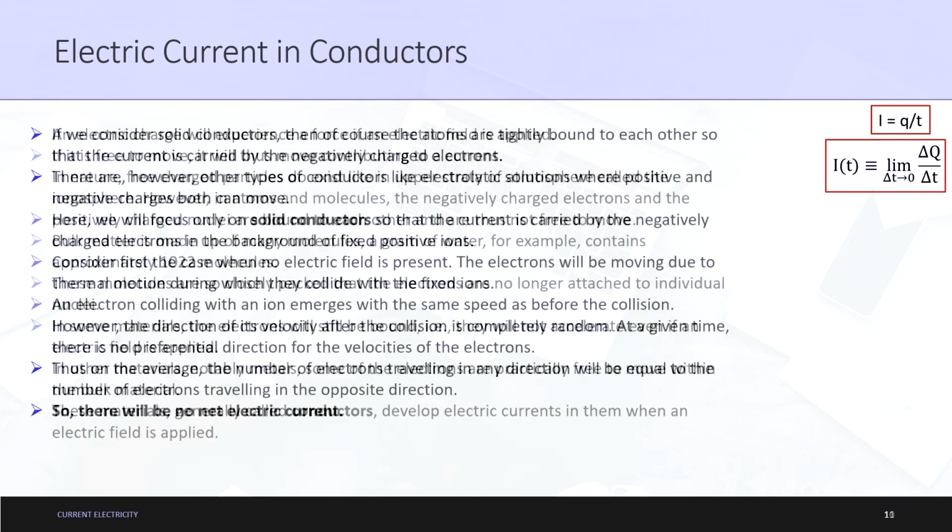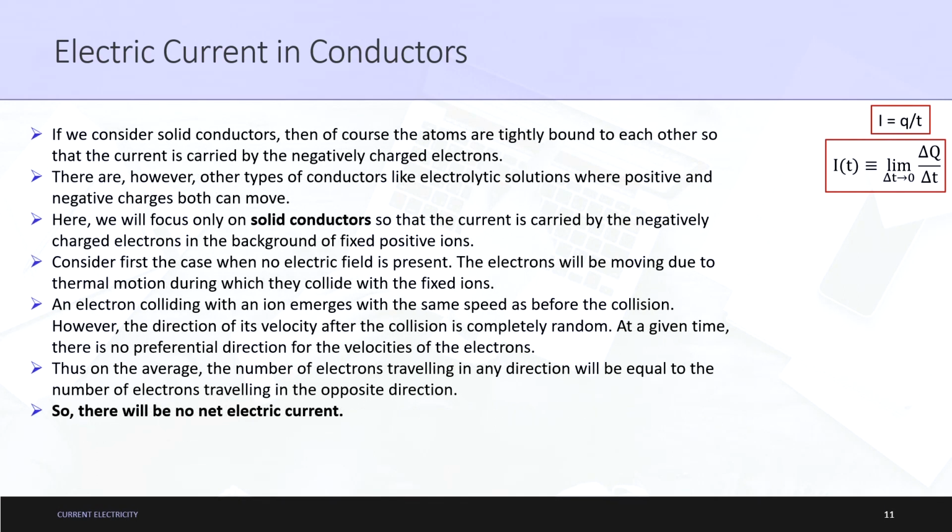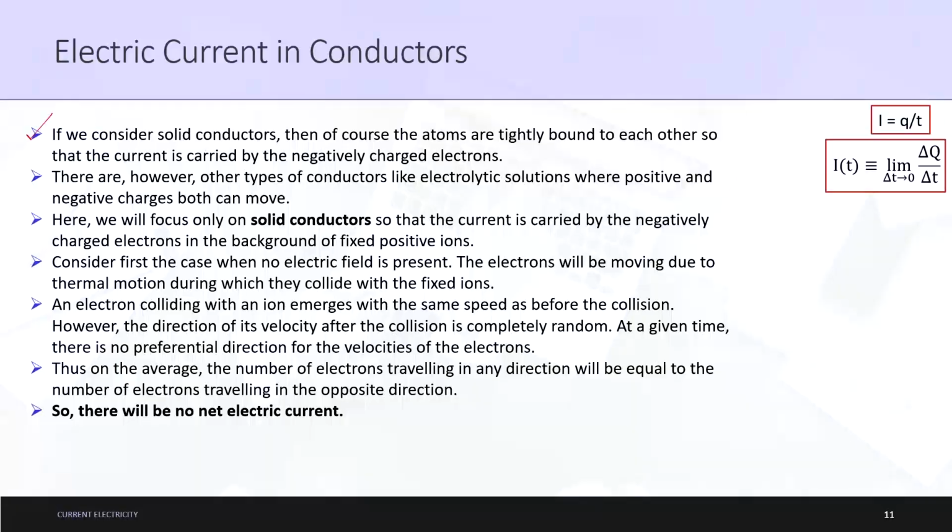Let me move on to the next concept now. Next, if we consider solid conductors, then of course the atoms are tightly bound to each other, so that the current is carried by negatively charged electrons. So, again we understood that the charges which carry the current, which help the movement from point A to point B, are only the negatively charged particles, called electrons, and these charges constitute an electric current. So, if we feel electric current in a conductor, it is due to negatively charged particles.